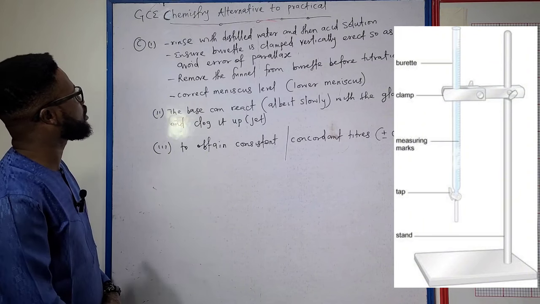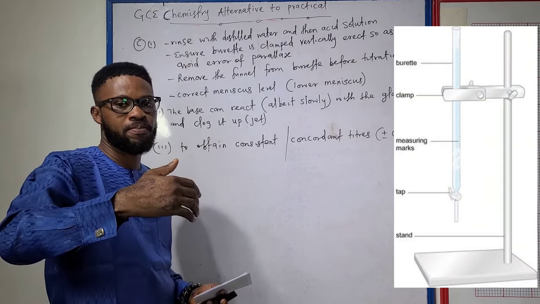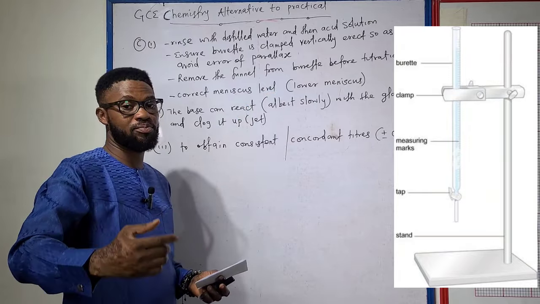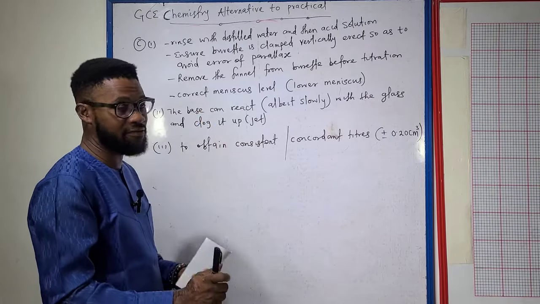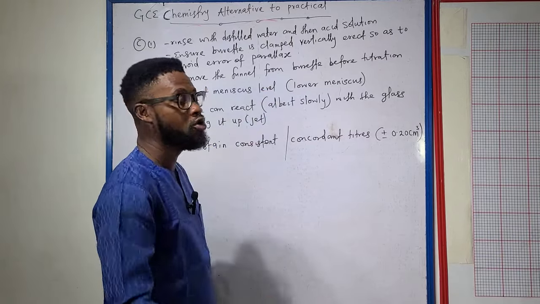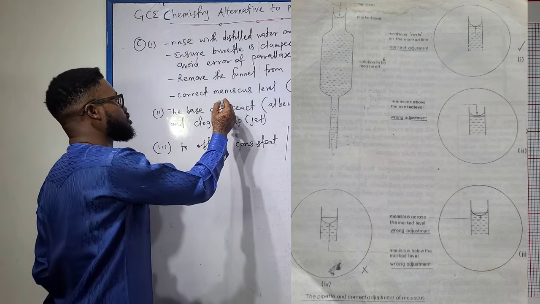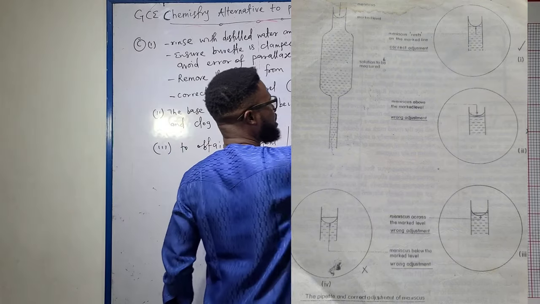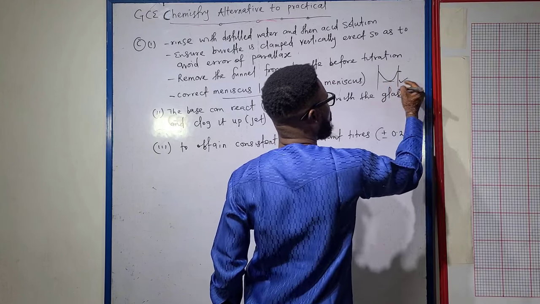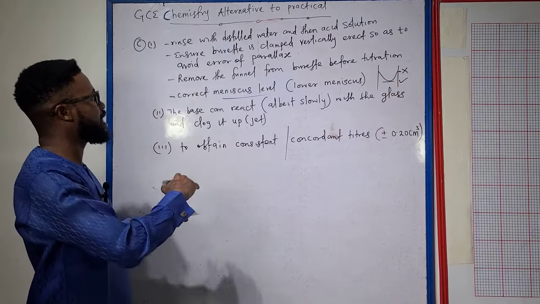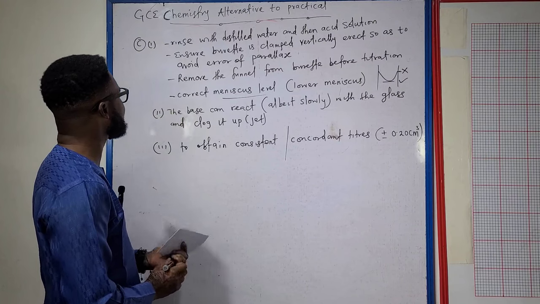Another precaution to take is, when you want to fill your acid into the burette, you use a funnel. You don't directly fill the acid into the burette from the conical flask. You use a funnel to fill that in. After you must have done that, you remove the funnel from the burette before you carry out your titration. Another thing is the correct meniscus level. You look at the lower meniscus. This is not where you look. This is where you look. This is the correct level. So you look at the lower meniscus. So correct meniscus level must be ensured. Okay, that is that on C Roman figure 1.